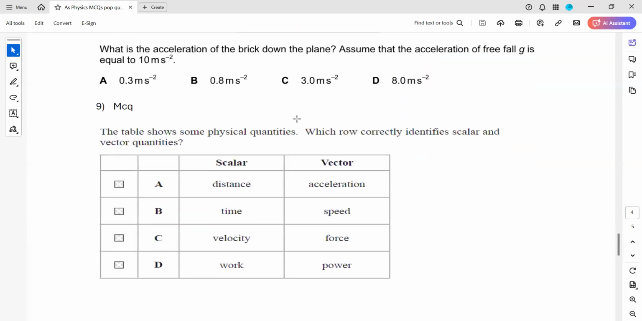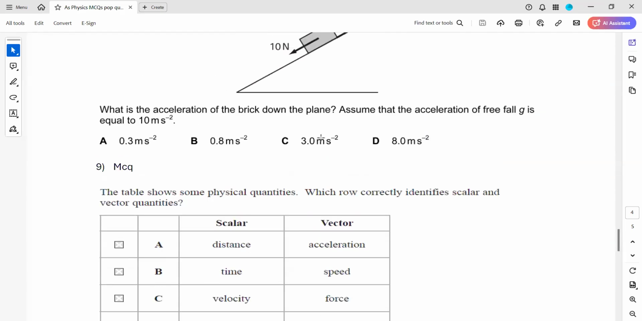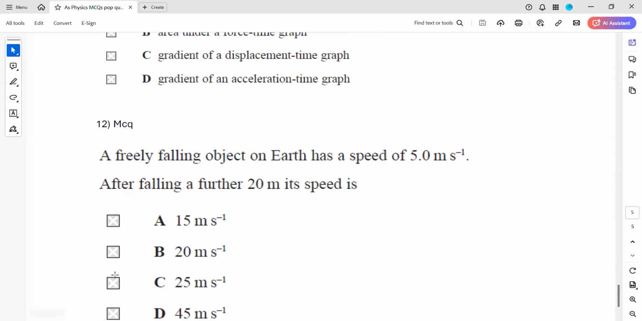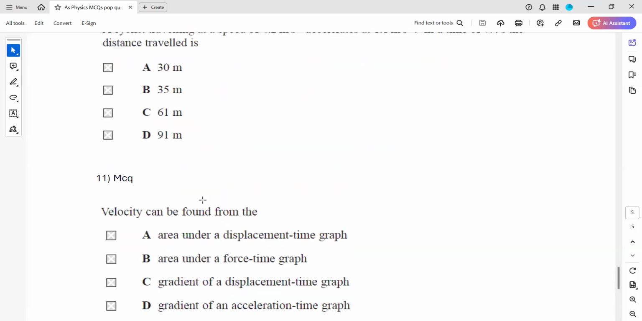Question 8, any doubt? 8 and 9? Question 8 and 9? Question 10, 11, 12? Any doubt? Question 10, 11, 12? No doubt in this?